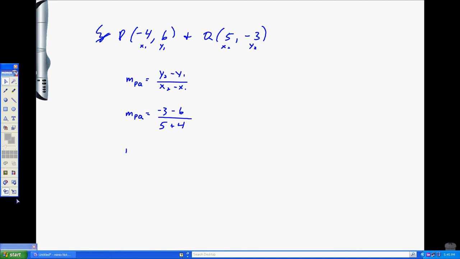Okay, so the slope from P to Q is equal to -3 minus 6 is a -9. Divided by 5 plus 4 is a 9. So the slope of the line joining P to Q is equal to -1. So now, what does that tell us?